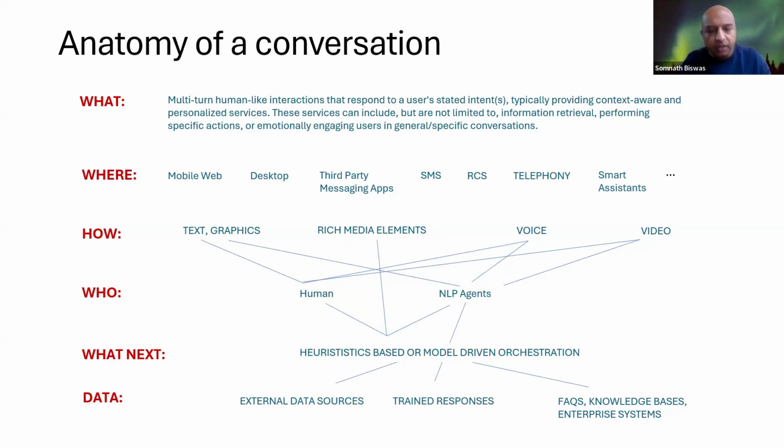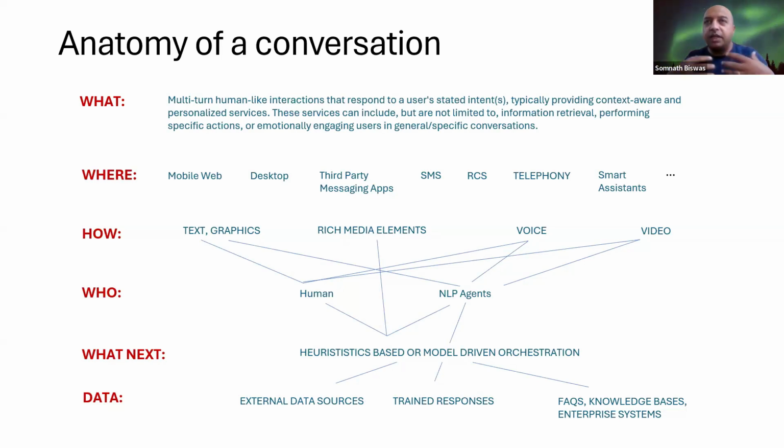And then there is a where, which is where are you having the conversation? So the channel, in terms of whether it's mobile web, desktop, SMS, now RCS, telephony, any other place. Then comes in how are you having the conversation? Is it by text? Is it graphics, rich media, voice, video? So the multimodal element to it. Then who are you having the conversation with? Are you having a conversation with a human? Are you having a conversation with an NLP agent?